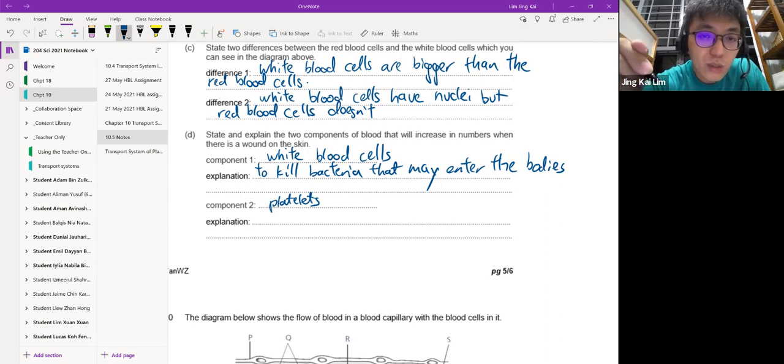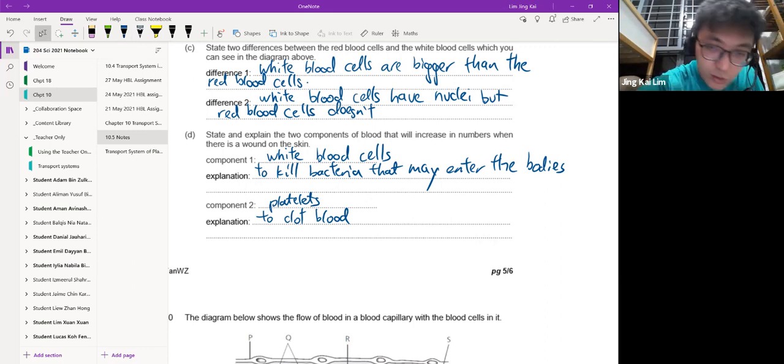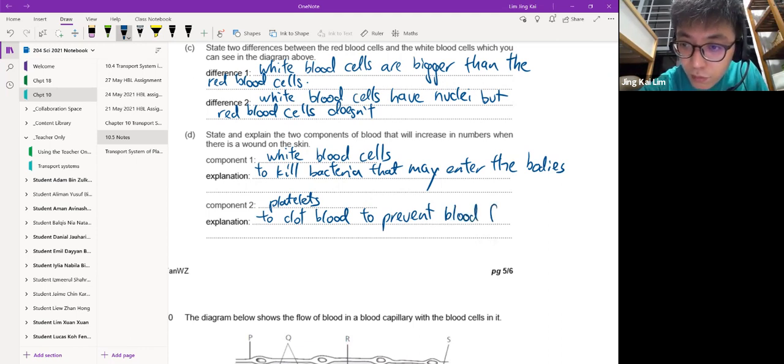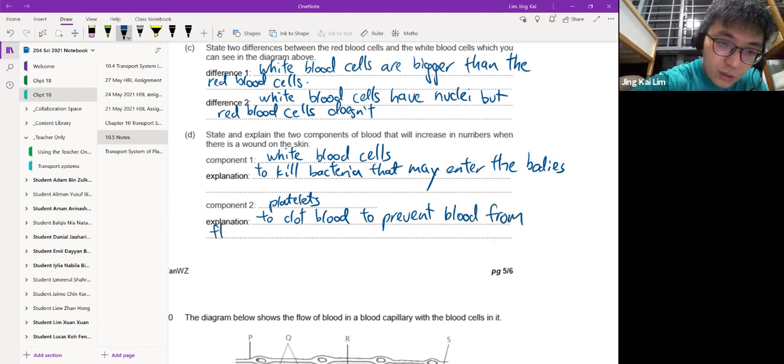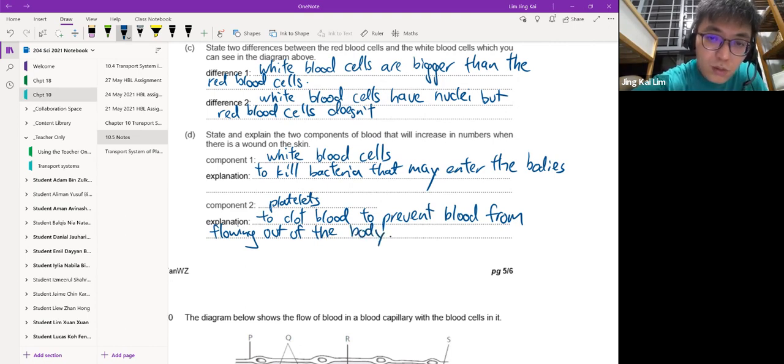Well, what happens when you have a wound? Basically, your body will try to seal up the wound, seal up the hole. Okay, so the platelets are the ones that seal up the hole, because they want to clot the blood, so that you don't die of blood loss. Okay, to clot blood, to prevent blood from flowing out of the body.